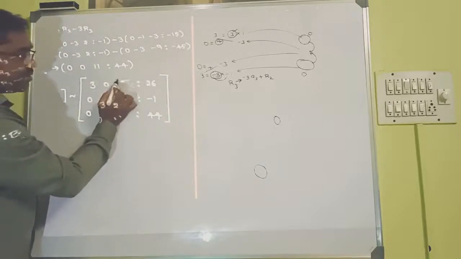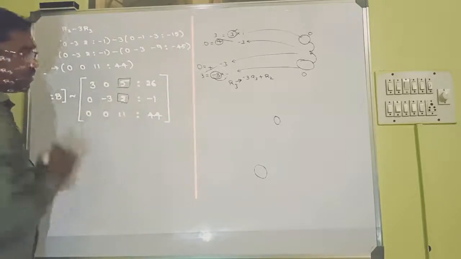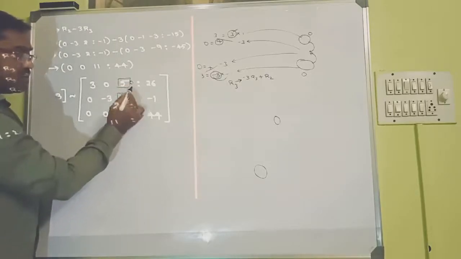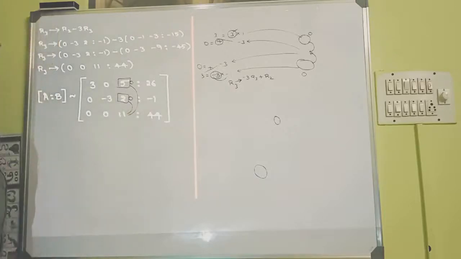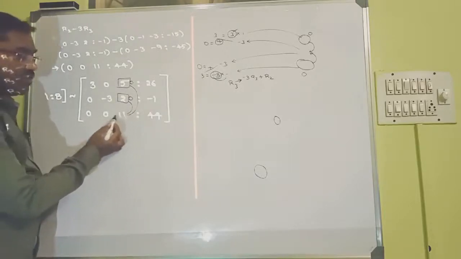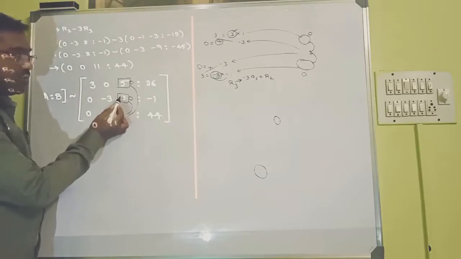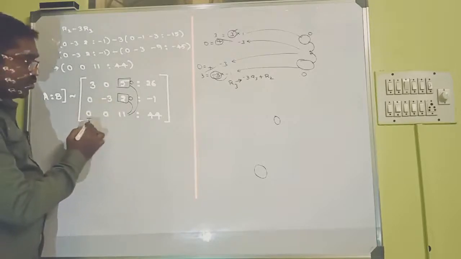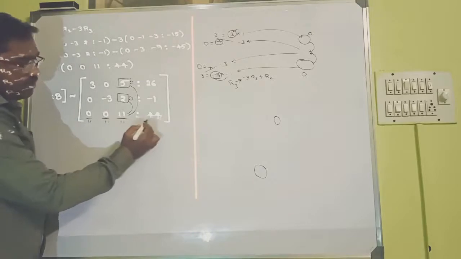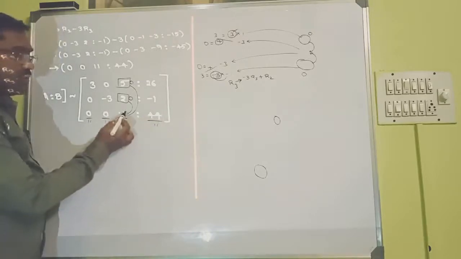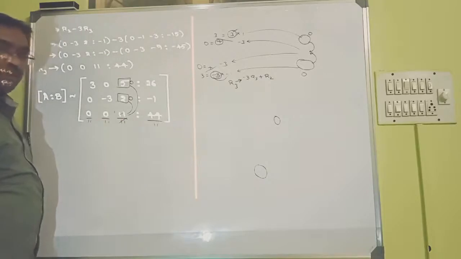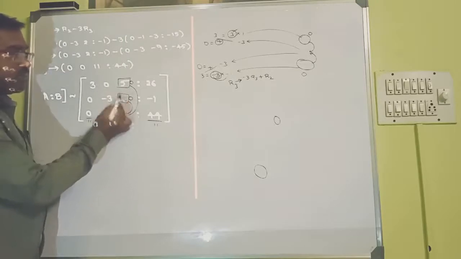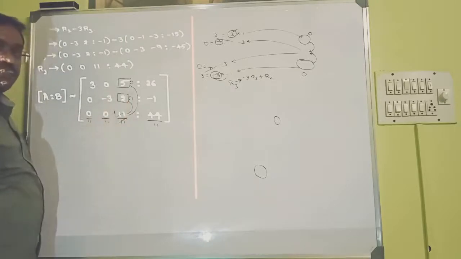Now we need to make this element and this element 0 with the help of this 11. It is somewhat difficult to make this 0 with the help of 11. So what we do is, let us divide this row throughout by 11 so that it becomes 1. Then it is very easy to make these two elements 0 with the help of 1.